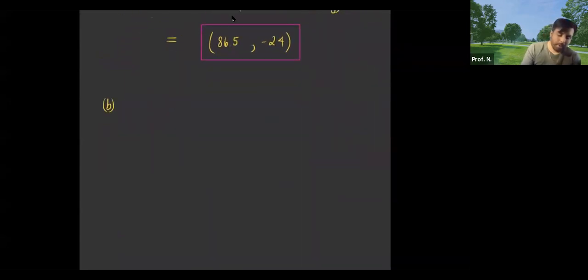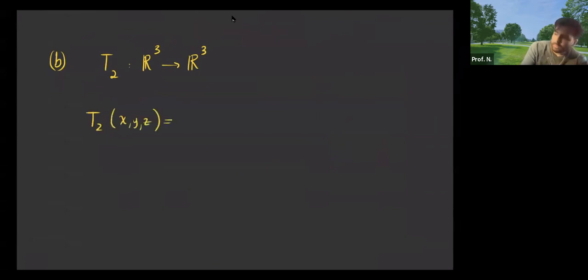And now part B is the same kind of problem as part A. The only difference is T2 is now R3, taking something from R3 and mapping it to R3 as well. So we've got T2 of x, y, z, which is x plus z, x plus y, y plus z. And I want to find the inverse.